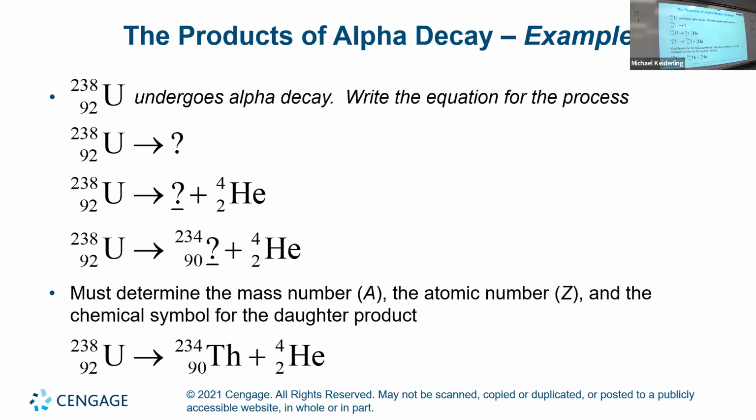So uranium-238 undergoes alpha decay. What this does is it'll be uranium-238 spitting out a helium nucleus. And this gives you thorium-234 and a helium nucleus. So uranium-238 decays to thorium-234.